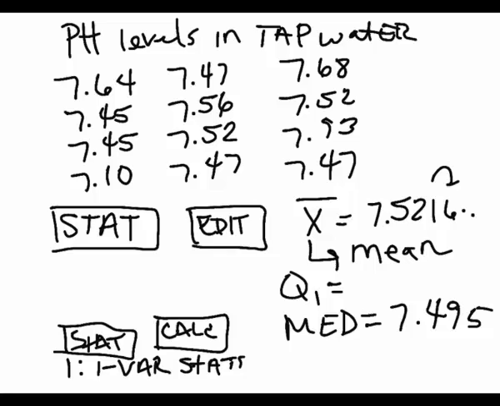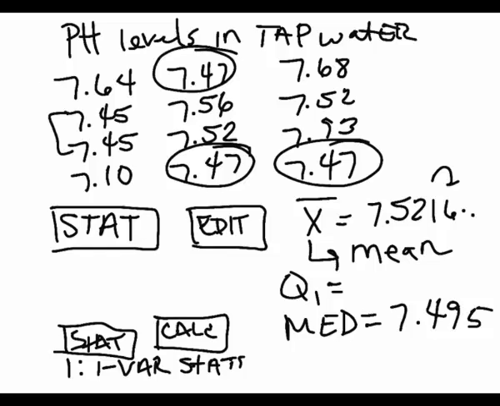Unfortunately, the only thing you won't do in this area is your mode, okay? You're going to have to look at your values. Which one shows up most often? Sorry. I see 7.45. I don't see another 7.45. I see 7.47, 7.47, 7.47. I think I'm going to go with 7.47. Okay? You have any questions about that?